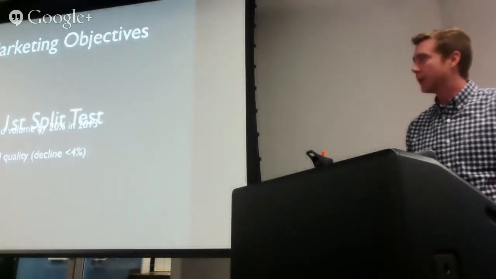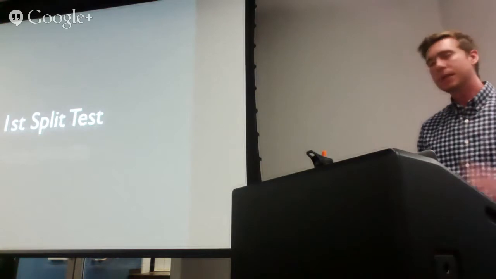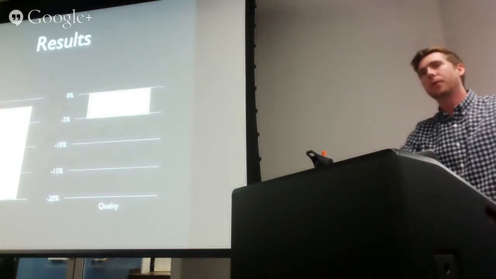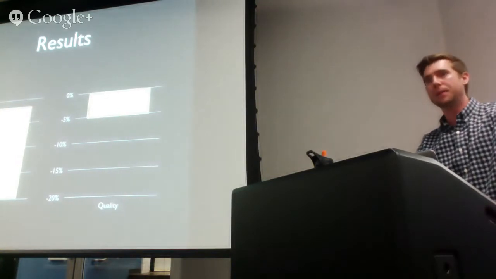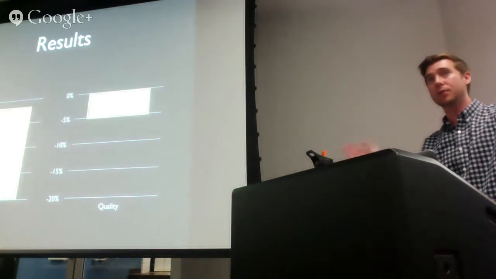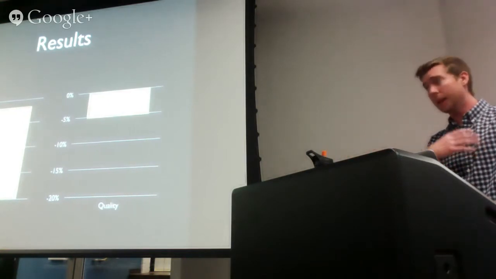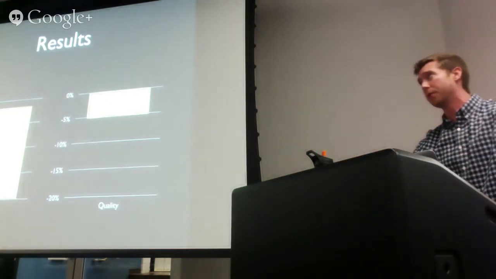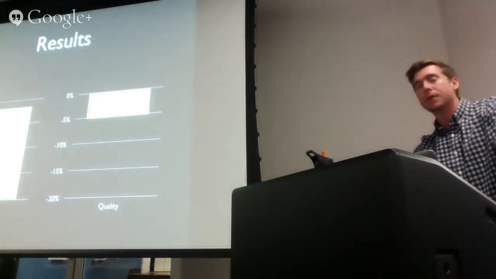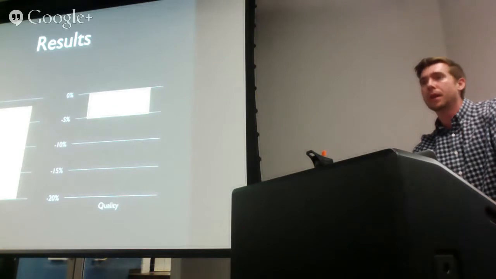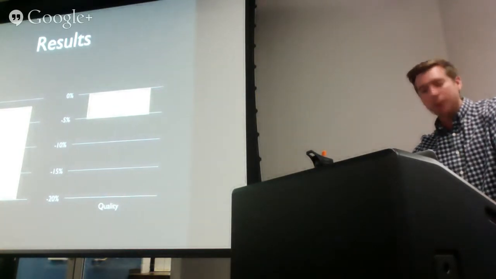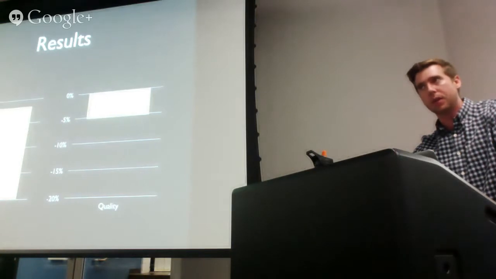So on the first split test, balancing those two goals, we increased lead volume by going from 18 fields to 8, by 55% for the real estate service. So we didn't increase traffic at all, but just through this, we better converted our traffic by 55%. But the quality went down by just a little over 5%. And so we said, okay, we had 4% as that threshold.